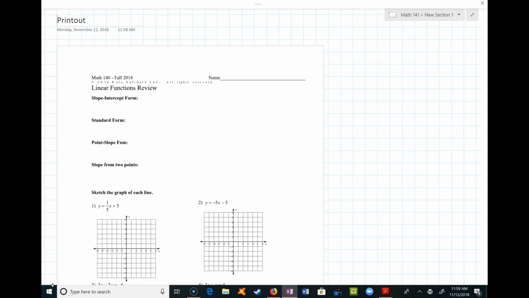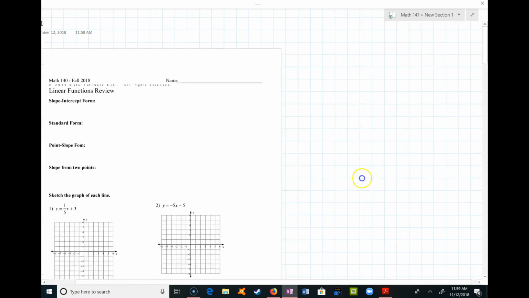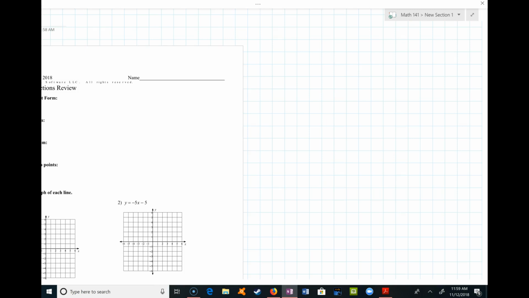In this video, I'm going to talk about linear functions and do a little introduction on what linear functions are, and then work through the linear function review sheet that I posted online for my classes. So here we go. A linear function is a function.